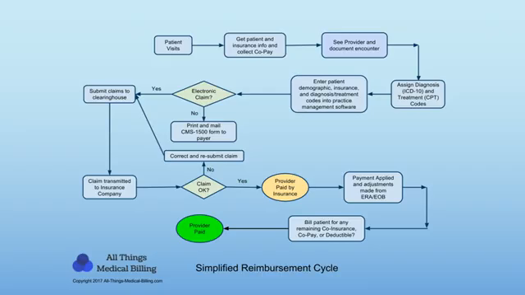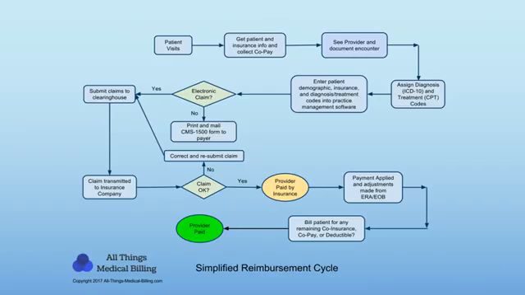So here's a very simplified diagram of the reimbursement process. It starts out when the patient visits, gathering the insurance information and their demographic information and collecting their copay. Once that's collected, the patient visits with the provider and the encounter is documented. This documentation is used to assign the appropriate diagnosis and treatment codes, and all of this information is then collected and entered into the practice management software.